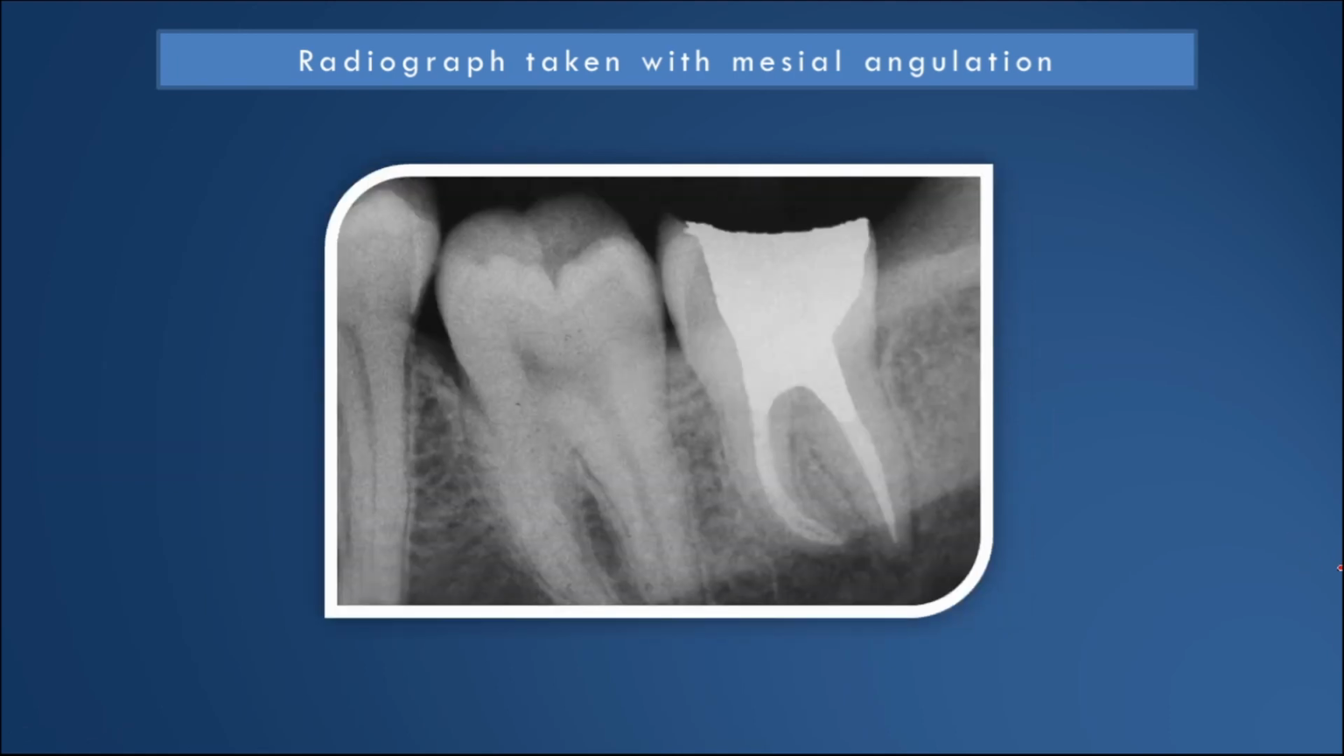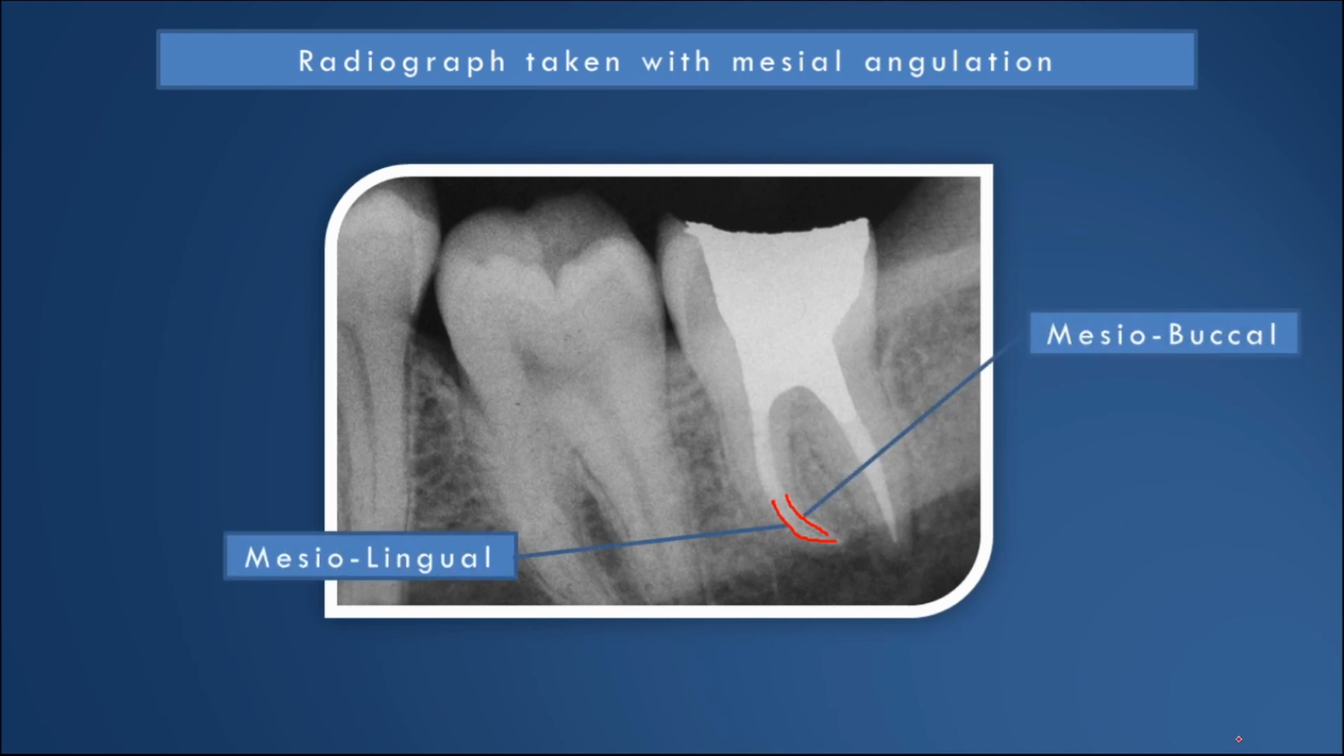Here the differentiation will be a little more difficult. This is a third molar root canal treatment. We can see two root canals can be differentiated. So the canal which is present mesially is a mesiolingual canal, and the canal which is present distally is the mesiobuccal canal, and this is the distal canal. I hope the concept is clear, and if you are making a radiograph, always give a mesial angulation and follow the same technique. It will be very easy to differentiate the canals.